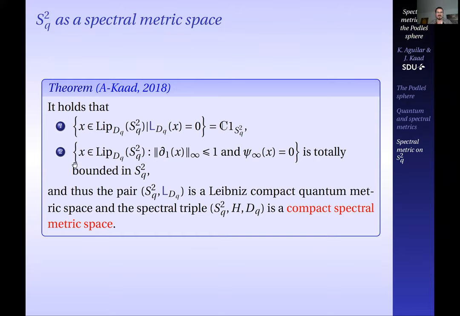But we still highlight both. We did actually prove both separately, even though we realized that two was enough to prove one. Anyway, but yeah, we were able to do it. This is a Leibniz compact quantum metric space, and therefore it's a compact spectral metric space in the sense of Bellissard, Marcolli, and Reihani.